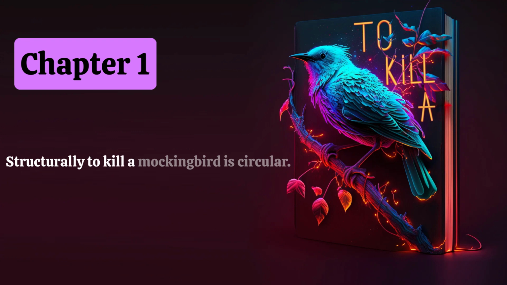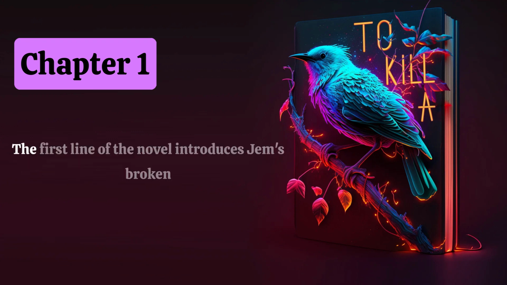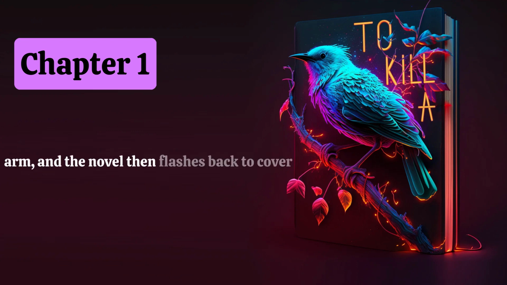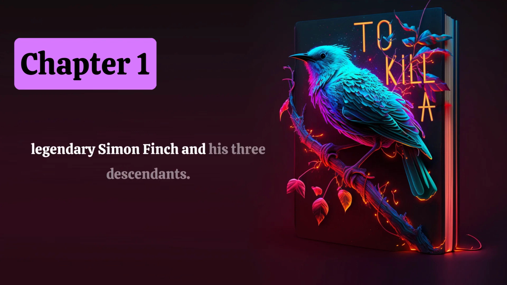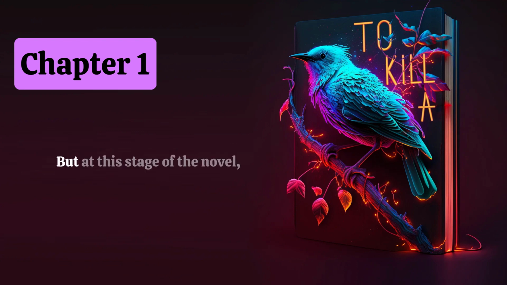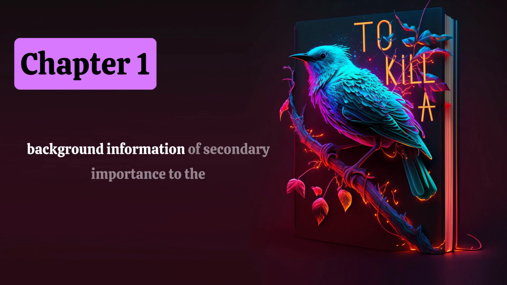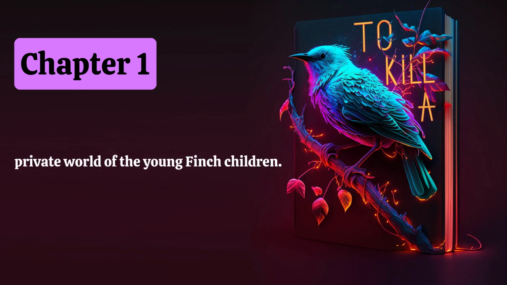Structurally, To Kill a Mockingbird is circular. The story begins where it ends. The first line of the novel introduces Jem's broken arm, and the novel then flashes back to cover the events leading up to his accident. The narrator uses this device to provide background for the Finch family, introducing the legendary Simon Finch and his 3 descendants. But at this stage of the novel, the family history is treated as background information, of secondary importance to the private world of the young Finch children.